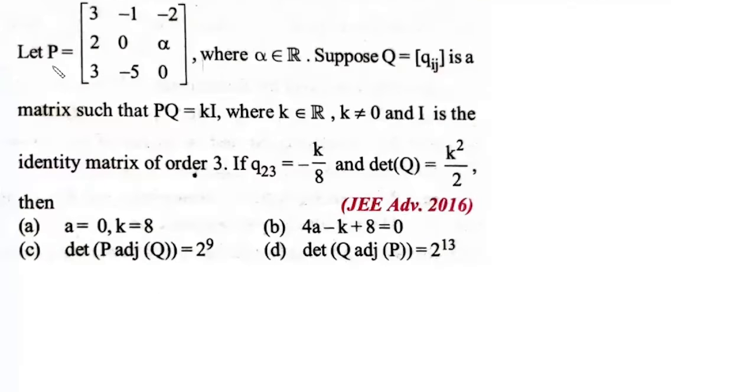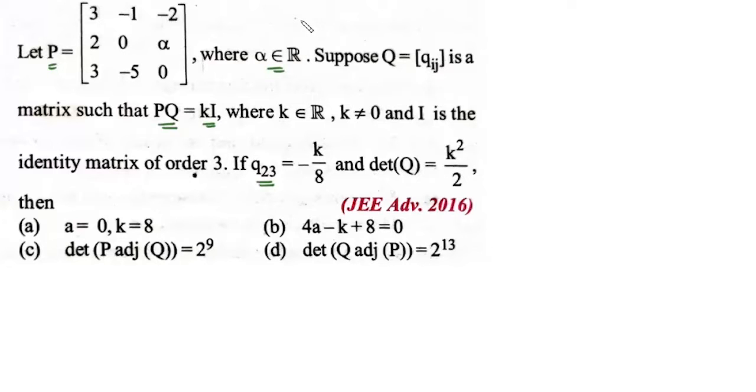Now here in the next question, we are given this matrix P where alpha is any real number and Q is a matrix such that P into Q is K into I, and it also says Q23 is minus K by 8. If determinant of Q is K square by 2, then which of the following options is or are correct?